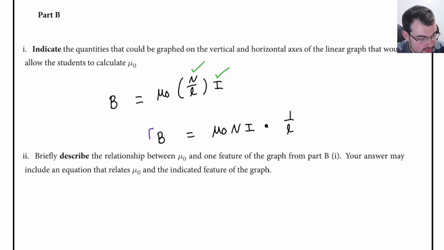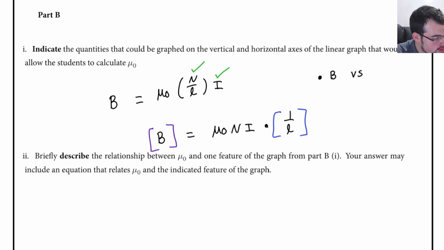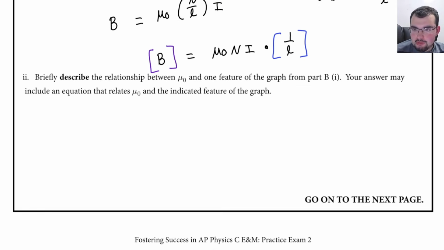So I can just group it up like this. You don't have to. There's certainly other choices that you might like over this one. But I am going to graph this. I always like to graph the simplest relationship. So this is B versus 1 over L is linear. So here's actually how you earn both B points in one quick one here.